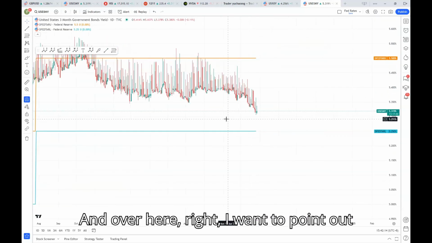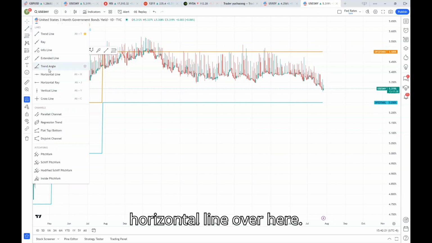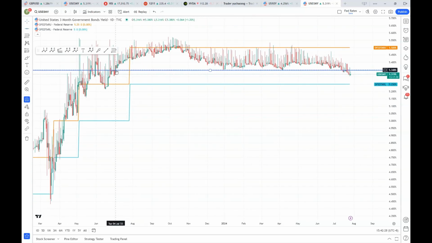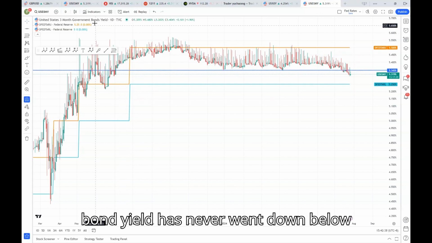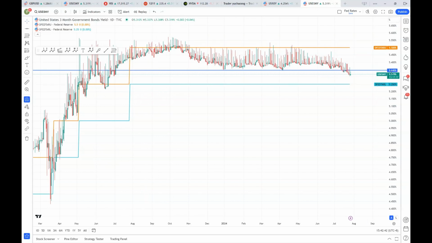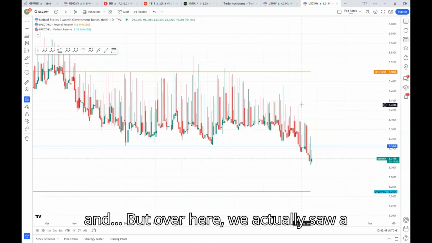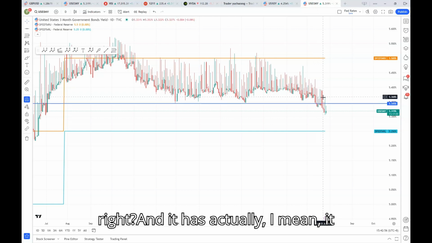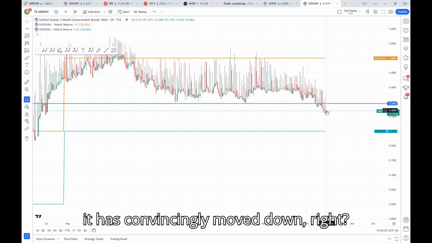And over here, I want to point out a very significant development. If I put in a trend line, a horizontal line over here, you can see that since the 5th of July 2023, this 3 month treasury bill bond yield has never gone down below 5.345. It has always been staying above this. But over here we actually saw a breach on the 12th of July. It tried to move up, but then eventually over the past few trading days, it has convincingly moved down.